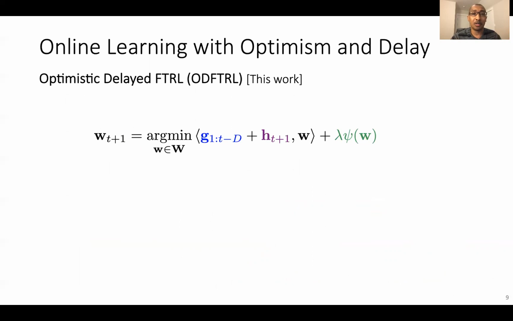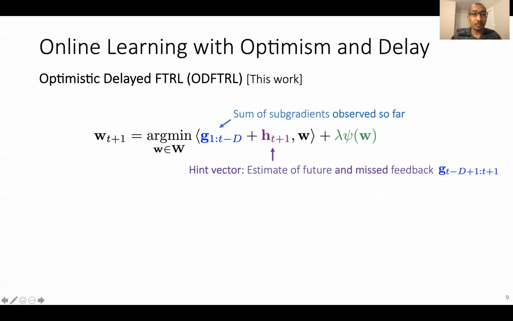The first is optimistic delayed FTRL, OD-FTRL. It just differs from optimistic FTRL in that we only use the sum of subgradients observed so far. Here we still have a hint vector, but I have changed the name of the hint vector. So now it's called H. I've done this on purpose because whereas in typical optimistic online learning, your hint just represents a guess for the next feedback you're going to receive, now we're going to use our hint in a different way. We're going to use it to estimate our future feedback, but also the missed feedback, the feedback that we missed due to delay.